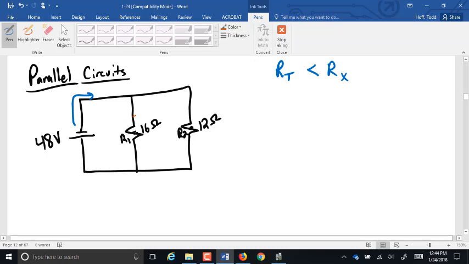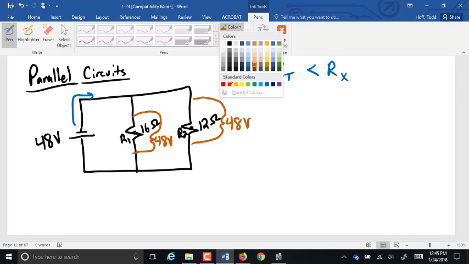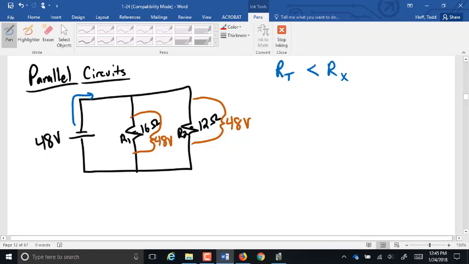What is the voltage across R1 here? Voltage is just the full 48 volts, right? How about the voltage across R2? 48 volts. Voltage is constant. What is divided is the current. So the current is going to be I1 now and I2.